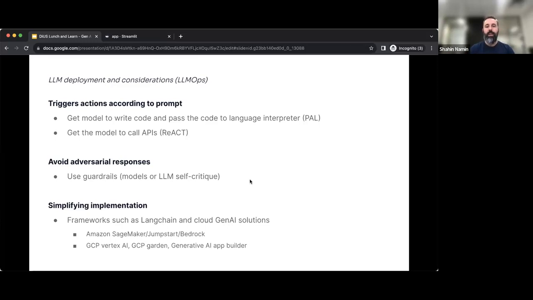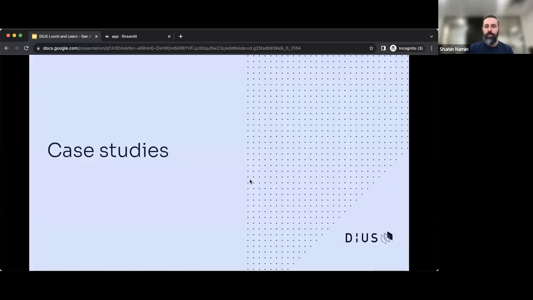And lastly, cloud providers provide different Gen AI solutions that might make implementation much simpler. An example is Amazon SageMaker, or JumpStart and Bedrock, which are provided by AWS. Similarly, GCP has Vertex AI, Model Garden, and Generative AI App Builder. The other cloud providers are similar, so you find different services that they provide in order to simplify these techniques. Right. So let's look at some case studies quickly.